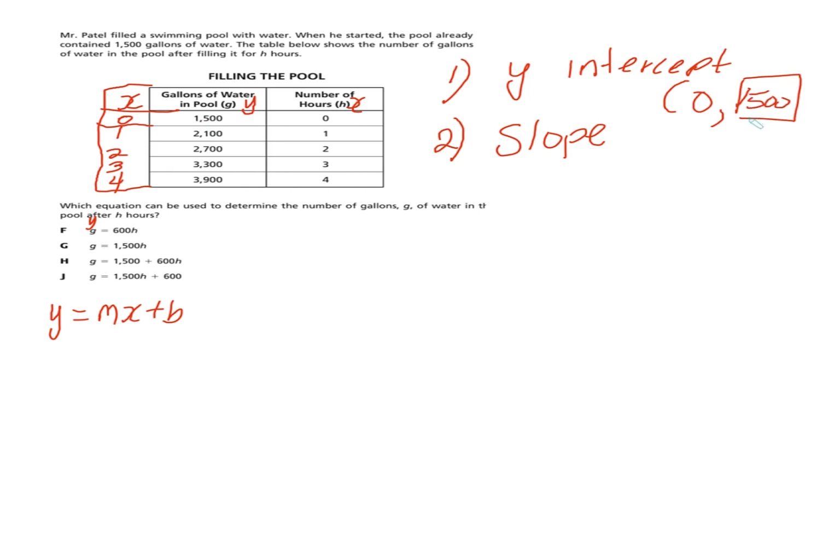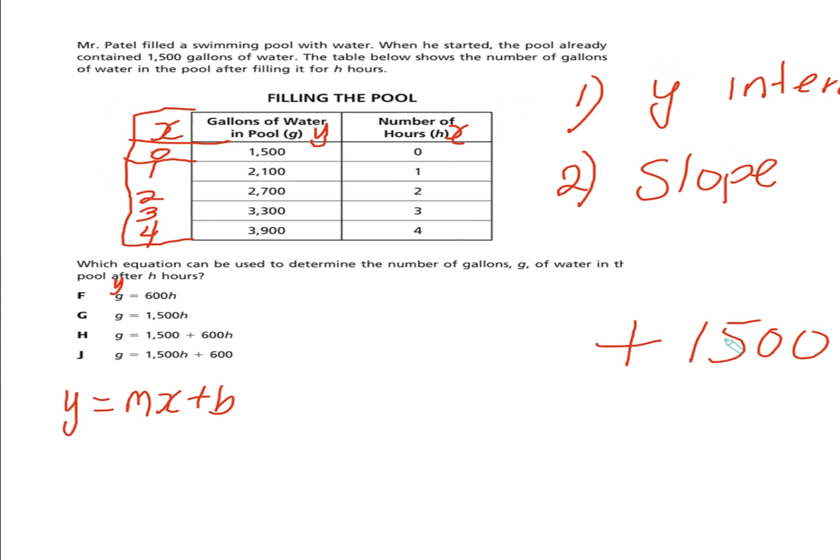The 1500 is your y-intercept, which is your b, which means this is just a constant number. I'm looking for where it has a plus 1500. Remember, your y-intercept will not have a variable. So I go in and I notice that even though this is written backwards, this right here is my y-intercept. So my answer is H. I did not need to find the slope.